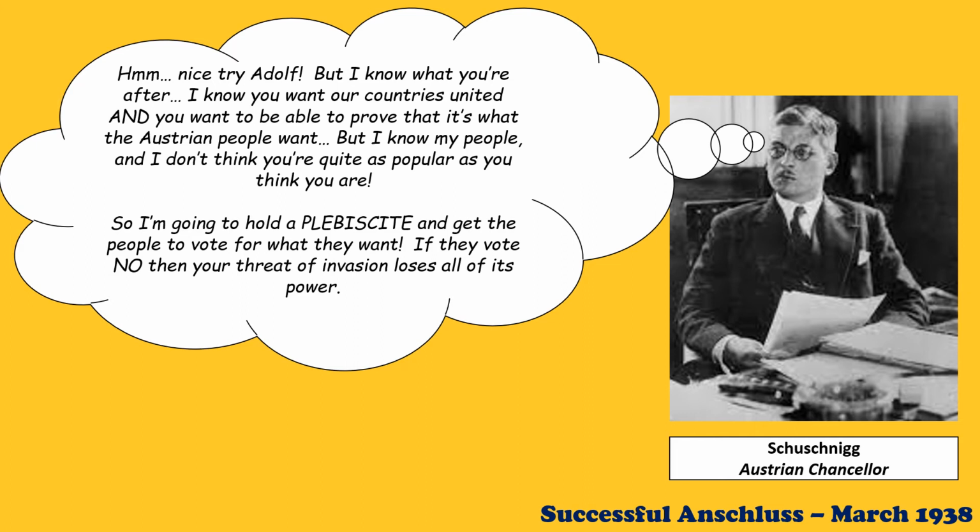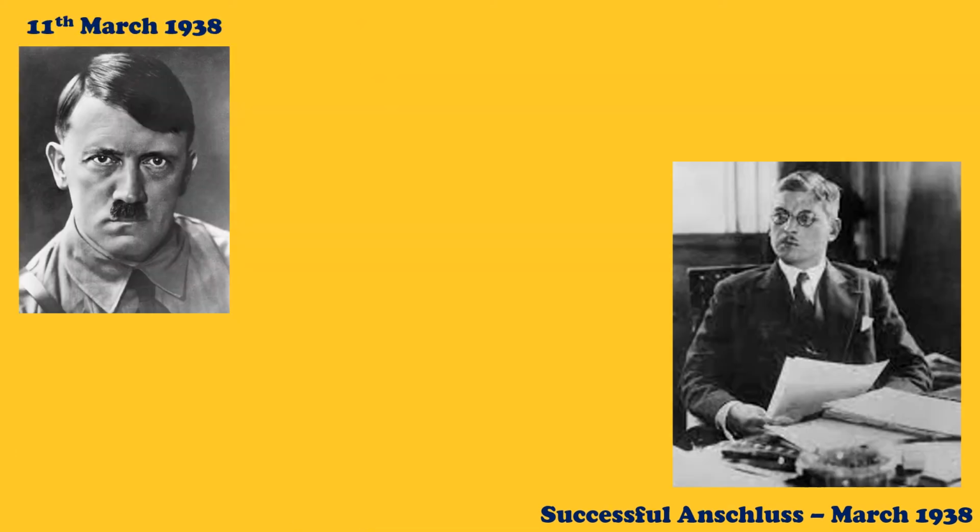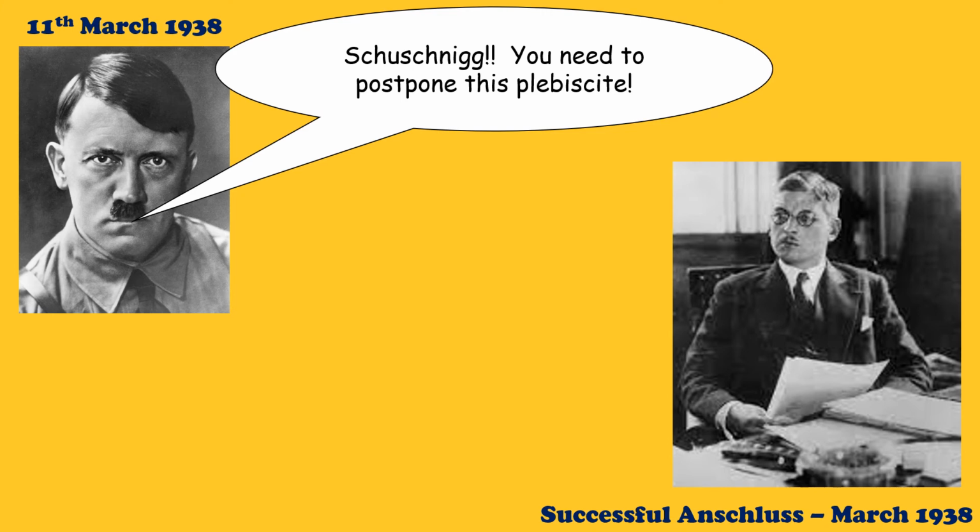So Schuschnigg totally plays Hitler at his own game, and Hitler is totally mind blown by it. He wasn't expecting it at all. And now we see Hitler is suddenly on the back foot. So he goes back to Schuschnigg when he hears about the plebiscite. On the 11th of March 1938, Hitler says to Schuschnigg, you need to postpone this plebiscite. Okay, we will let the Austrian people have their say, but we're not going to do it yet.